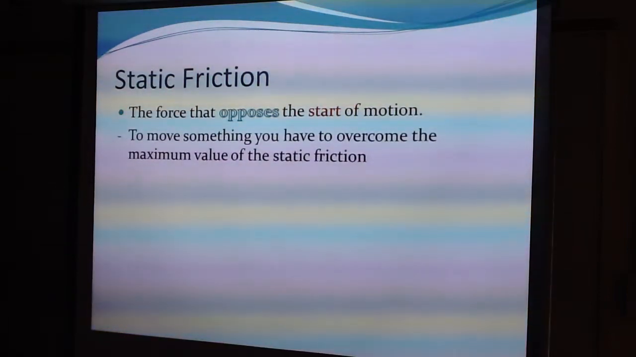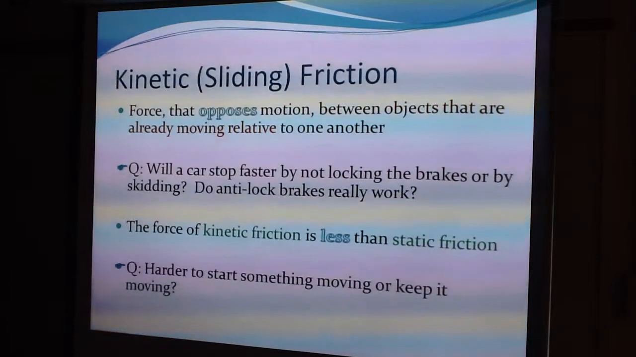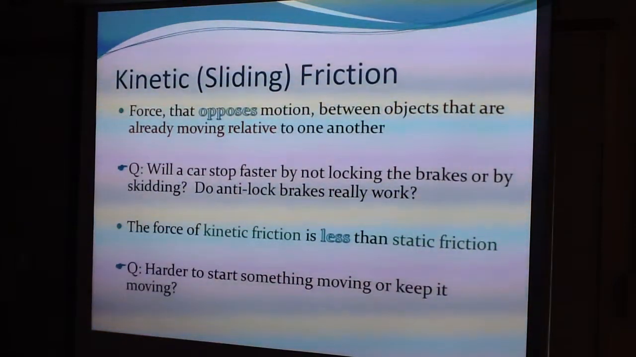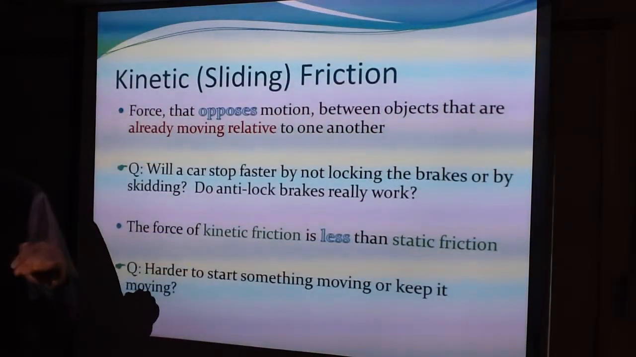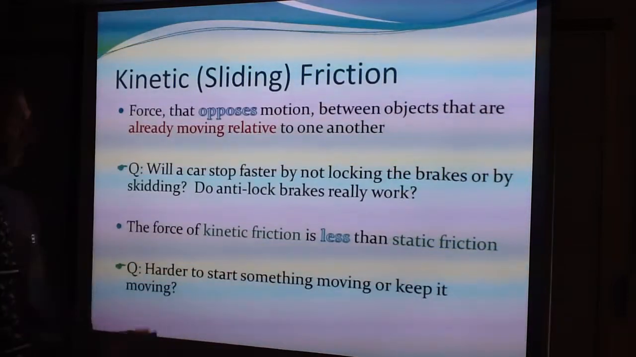Now you gotta stop quicker. It's been proven by many scientists that anti-lock brakes always are going to allow you to stop quicker. And since that's true, they made it a law, they put it on all the cars. Okay, moving on.